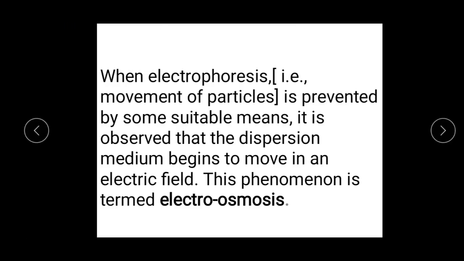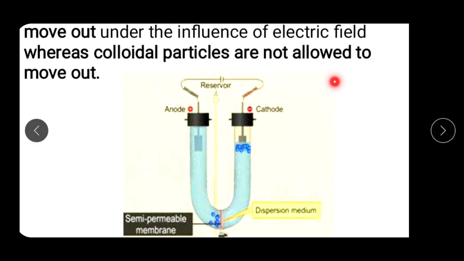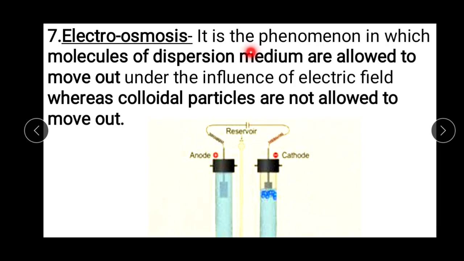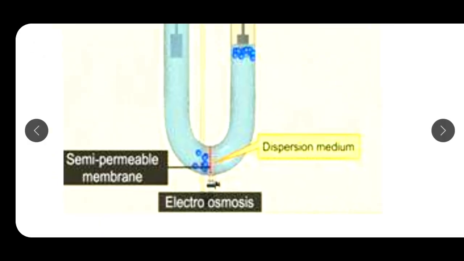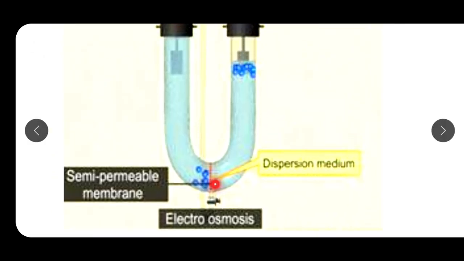Now, when we prevent electrophoresis by suitable means, at that time, what happens? The dispersion medium begins to move in the electric field. This is known as electroosmosis. Now, the next property is actually electroosmosis. It is the phenomenon in which molecules of dispersion medium are allowed to move under the influence of electric field, but colloidal particles are not allowed to move out. So you can see here the setup: a semi-permeable membrane is there, the dispersion medium is moving, but the colloidal particles are stopped from moving.